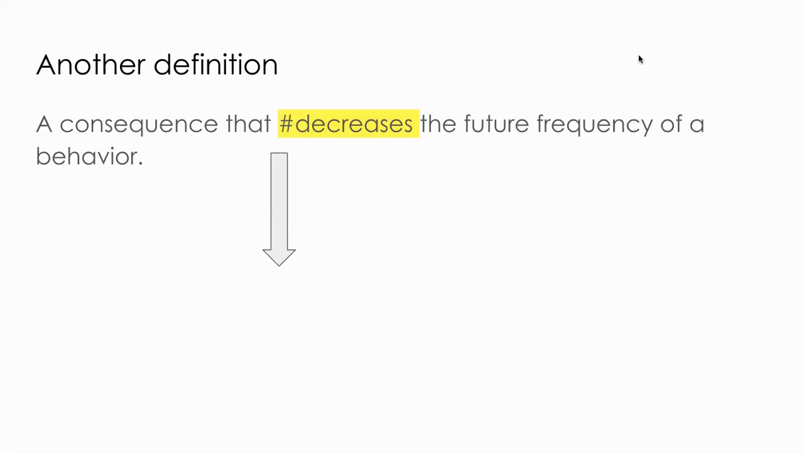Another definition is a consequence that decreases the future frequency of a behavior. So if you have a behavior you want to decrease, such as blurting out in class, getting out of seat, that type of behavior, you would use punishment to decrease the future frequency or occurrences of that behavior.